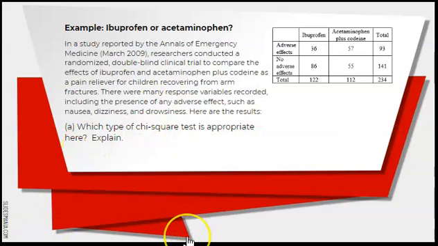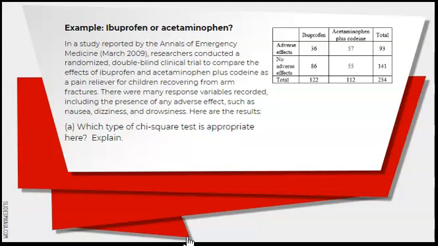All right, so let's look at an example. In a study recorded by the Annals of Emergency Medicine in 2009, researchers conducted a randomized double-blind clinical trial to compare the effects of ibuprofen and acetaminophen plus codeine as a pain reliever for children recovering from arm fractures. There were many response variables recorded, including the presence of adverse effects such as nausea, dizziness, drowsiness. But here's the result. A, which type of chi-squared test is appropriate here, and explain?